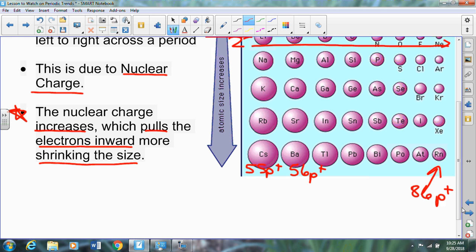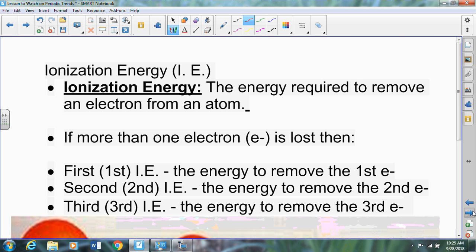Again, you can pause at any time and go back and look over this again and listen to it again. The next trend that was on the list is ionization energy. You will often see me abbreviate ionization energy as a capital I, capital E.